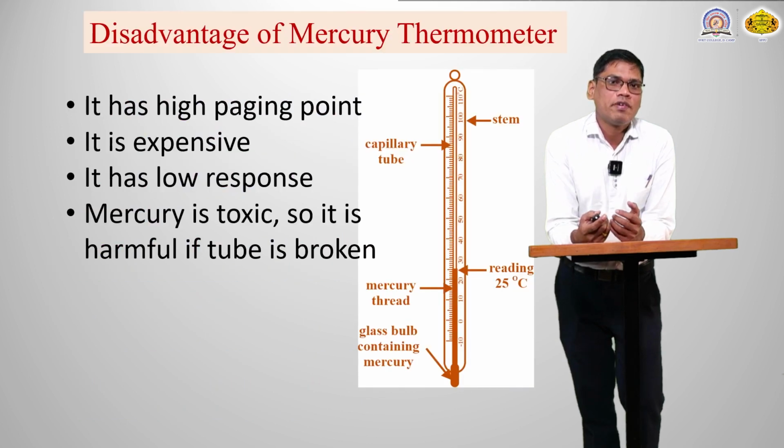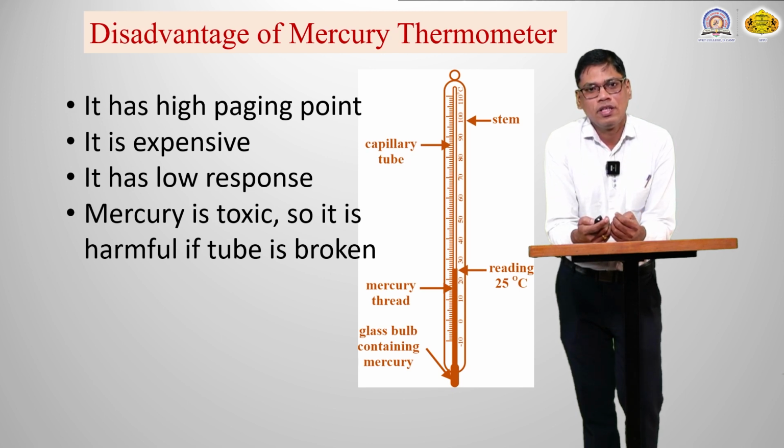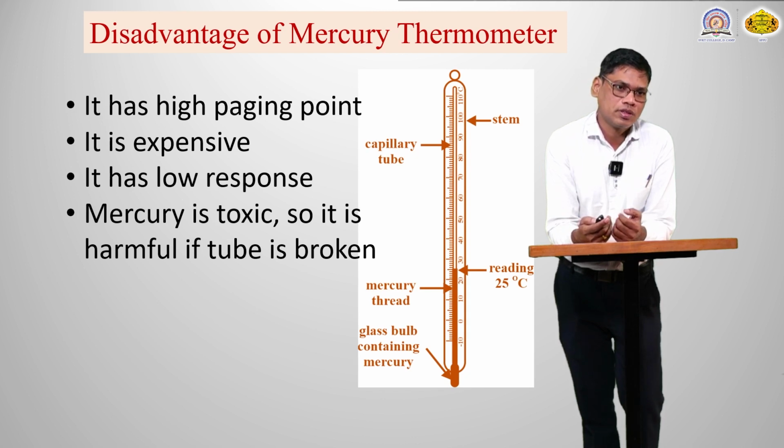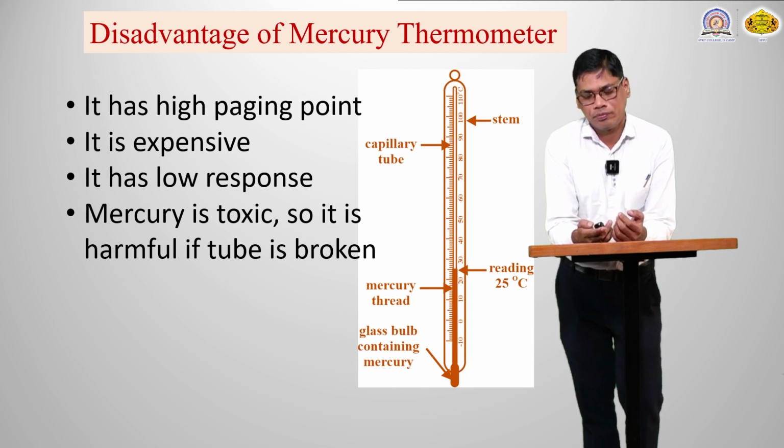What are the disadvantages of the mercury thermometer? It has a high freezing point, and it is expensive. Mercury is an expensive substance. It has a low response, and mercury is toxic. If it breaks, it can be harmful to our body.